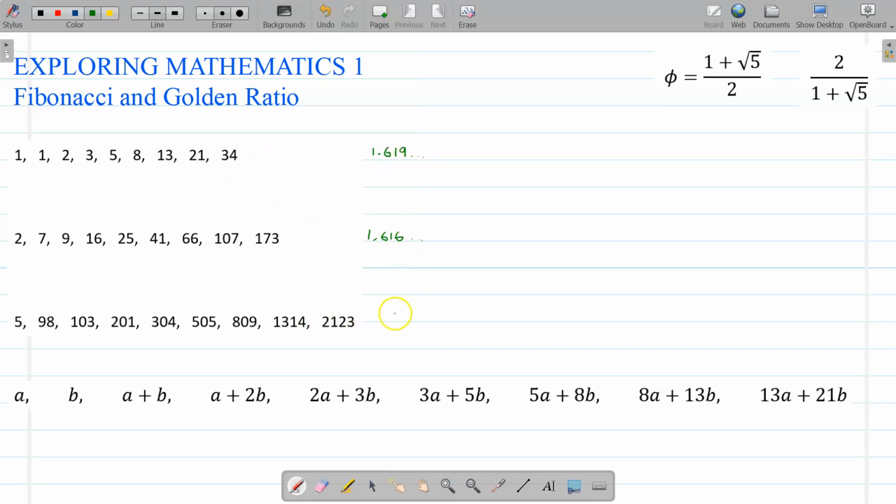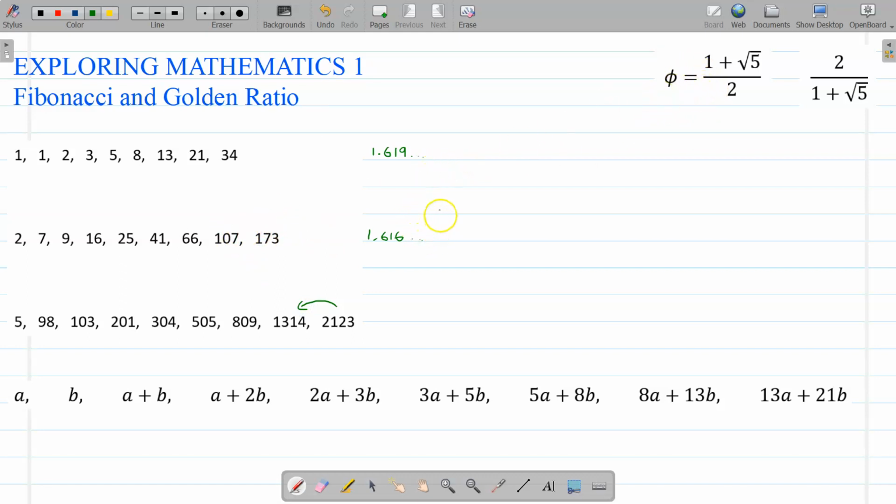And in fact, if I carried on each sequence a bit further, all of those would be 1.618 to 3 decimal places. Okay, and indeed any Fibonacci sequence would ultimately tend towards that ratio of 1.618, dividing that term by that term, and so on.